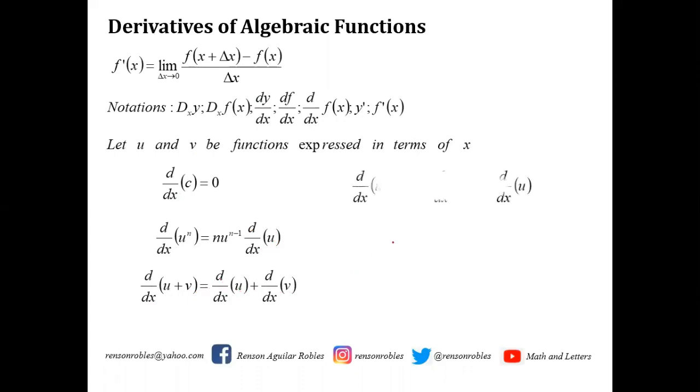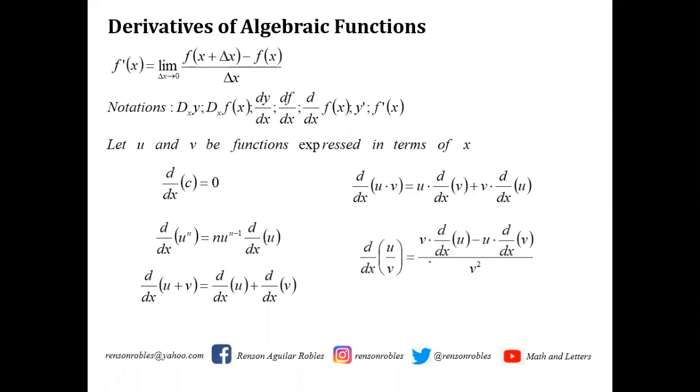We also have the product rule: derivative of uv is equal to u dv plus v du. And then we have the quotient rule, which is written as v du minus u dv all over v squared. That's v times the derivative of u minus u times the derivative of v, divided by v squared. Okay, so let's have some examples.